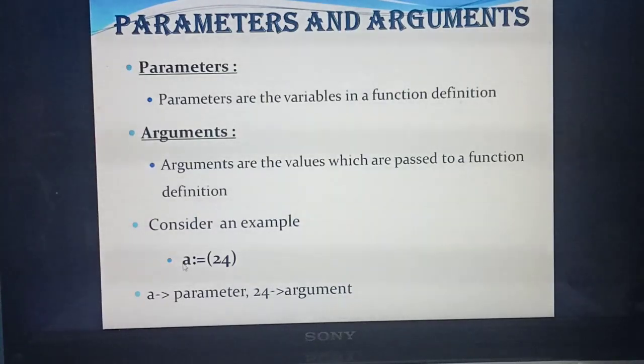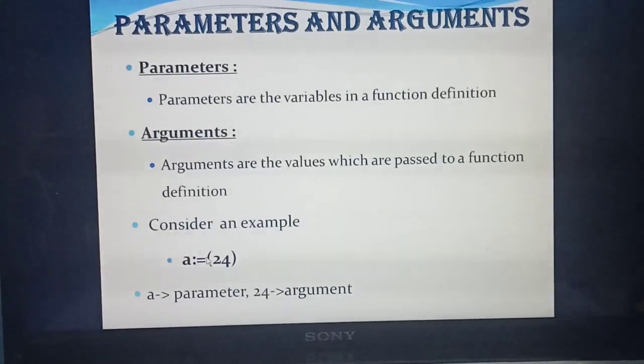Parameters mean only the variables in the function definition. That is the important point. Parameter means variable in the function definition. Argument means the values you are passing to the function definition. See this example: A colon equal to 24. What can we call this one? Function definition. What's the meaning? Value 24 is binding to the variable name A. So which one is the parameter?